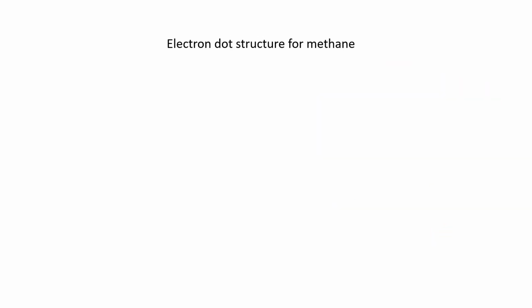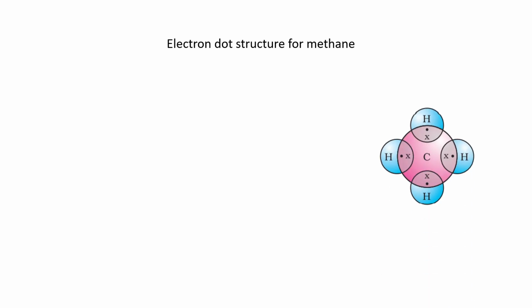Okay, going further, we are going to learn the electron dot structure for methane. Here in methane, you need to understand, carbon has electronic configuration 2, 4, and hydrogen has electronic configuration 1. So what will happen here? Carbon will have 4 electrons in the outermost shell, and please remember, when bonds are formed, only the outermost shell electrons take part in the bond formation, not the inner shell electrons.